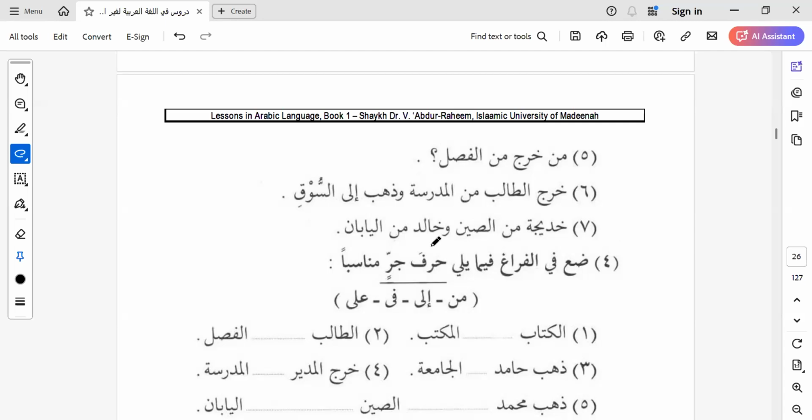بارك الله فيك. Now, what is مناسبا and why is it taken? I think we've talked about adjectives. Have we talked about an adjective so far in our lessons?